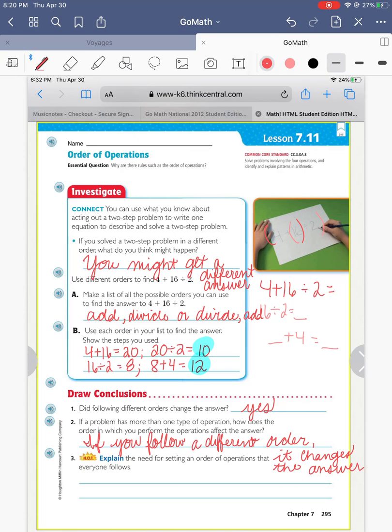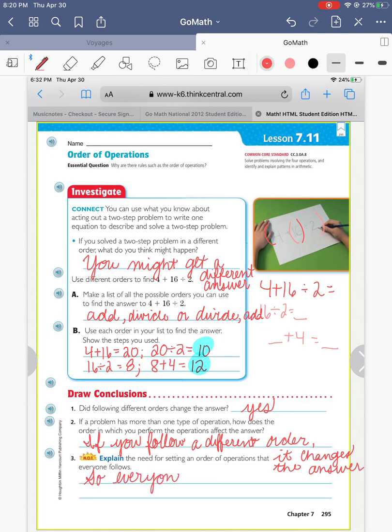Then for number 3, it explains the need for setting an order of operations that everyone follows. So why, on the next page, it's going to tell us the order. But for order of operations, there's a specific way that you have to do the different types of problems. So you have to do the division before the addition or the multiplication before subtraction. So there's an order that you have to do the different steps in a multi-step problem in order to make sure that everybody gets the same answer.